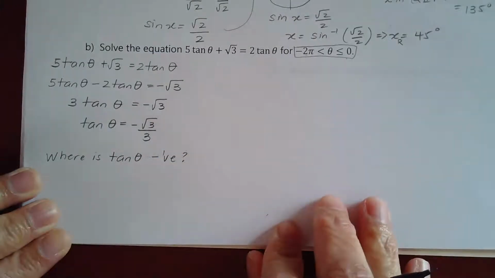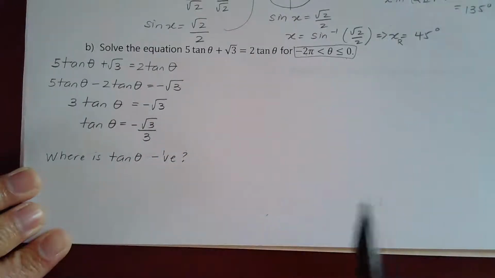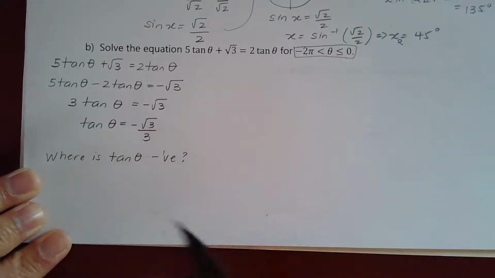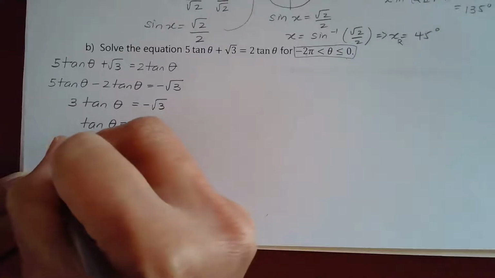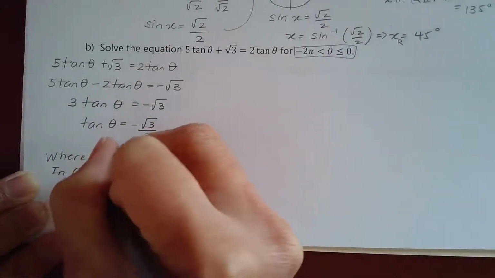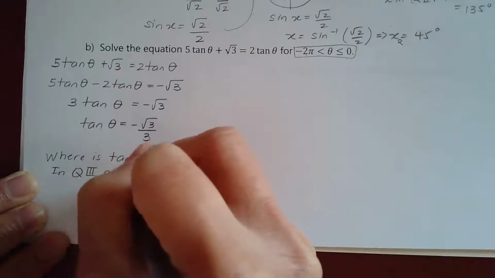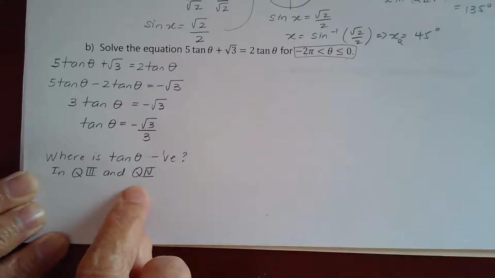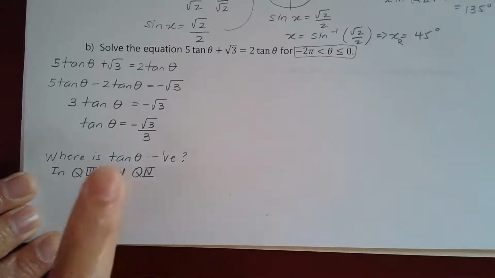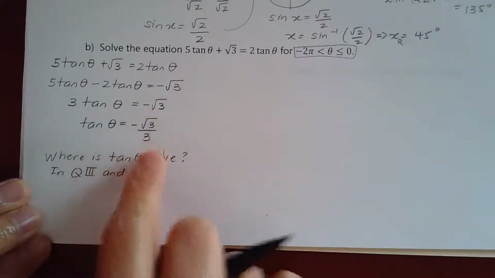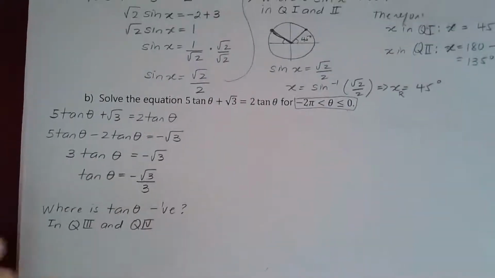Okay, so tan is negative in quadrant 2 and quadrant 4. So in quadrant 2 and quadrant 4, those are the two possible solutions. Now, for this one in here, let me pull out my unit circle.